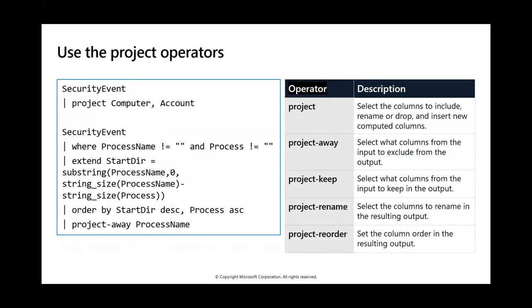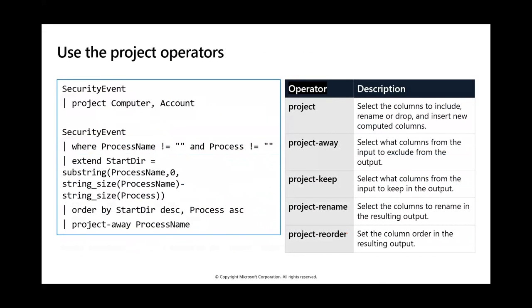Then we can use project operators, and there are multiple of them: project, project away, project keep, project rename, project reorder. Using project is to present into the output only certain values from the original output. Using project, we can specify to only display some property, for example, and hide the others. The result is still there, but using project, I would like to see only this.